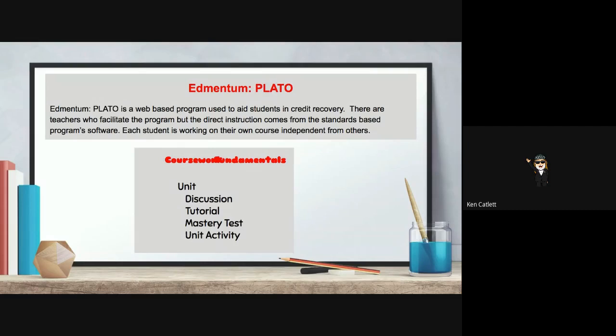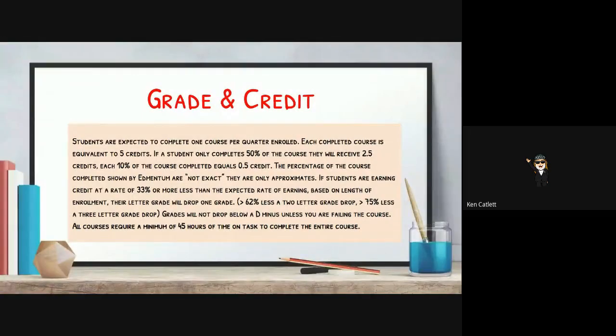The way the courses are set up, they're broken into units. They may have discussion topics. They have tutorials, mastery tests, and unit activities. The way grading credits work in the class, students are expected to complete 1 course per quarter enrolled. So that equals 5 credits. If a student only completes 50% of the course, obviously they will receive 2.5 credits. And basically for each 10% of the course completed, they earn a half a credit.